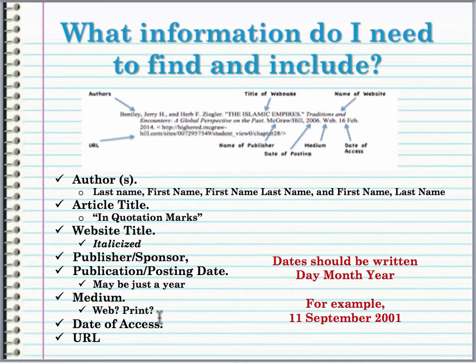The date of access is what day you went to the website. Again, it will be included in day, month, year format. And the last piece is including the URL. This is extremely important for you to be able to get back to your source.